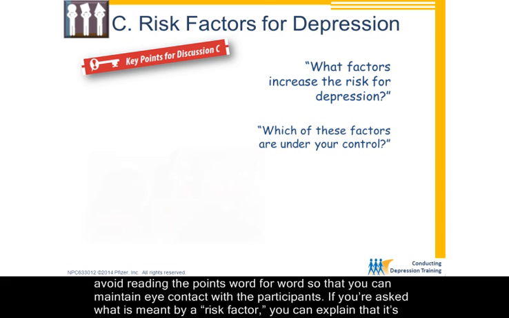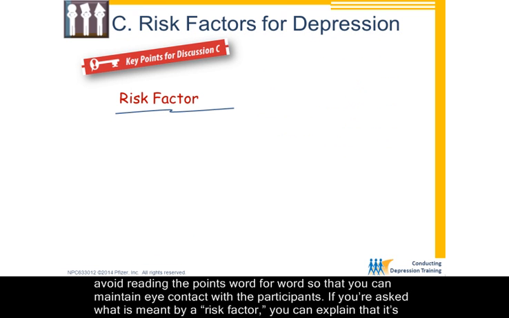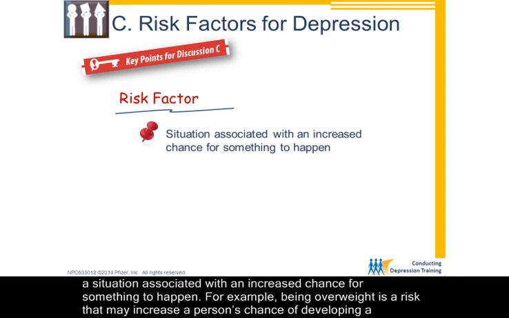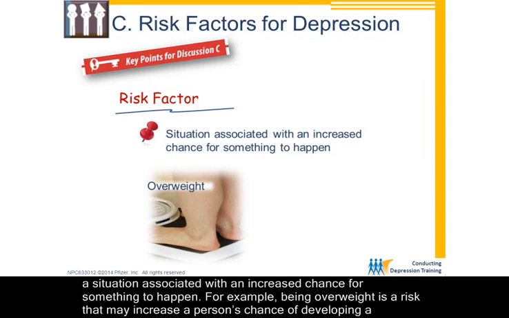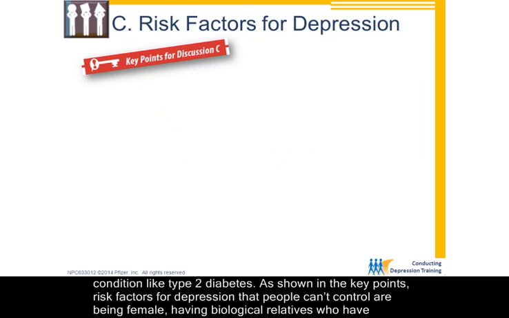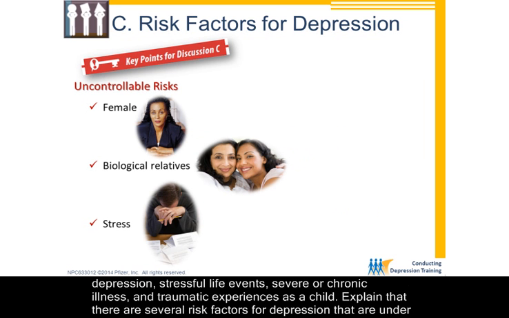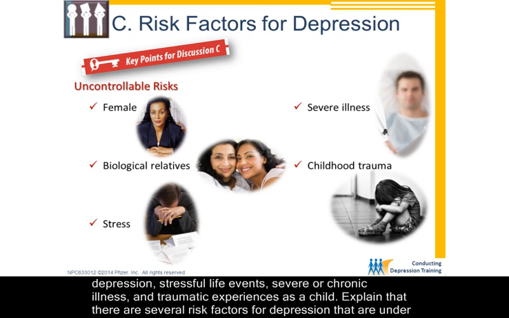As before, avoid reading the points word for word so that you can maintain eye contact with the participants. If you're asked what is meant by a risk factor, you can explain that it's a situation associated with an increased chance for something to happen. For example, being overweight is a risk that may increase a person's chance of developing a condition like type 2 diabetes. As shown in the key points, risk factors for depression that people can't control are being female, having biological relatives who have depression, stressful life events, severe or chronic illness, and traumatic experiences as a child.